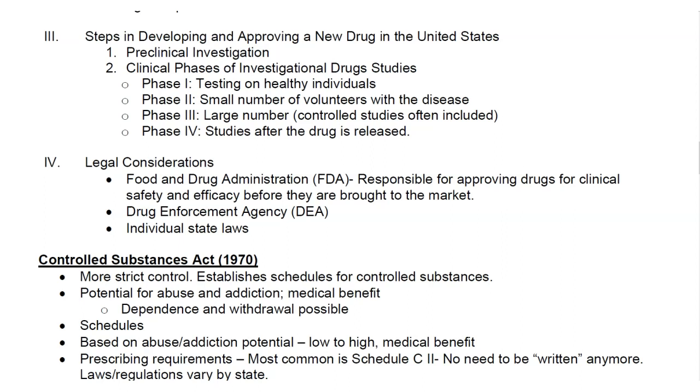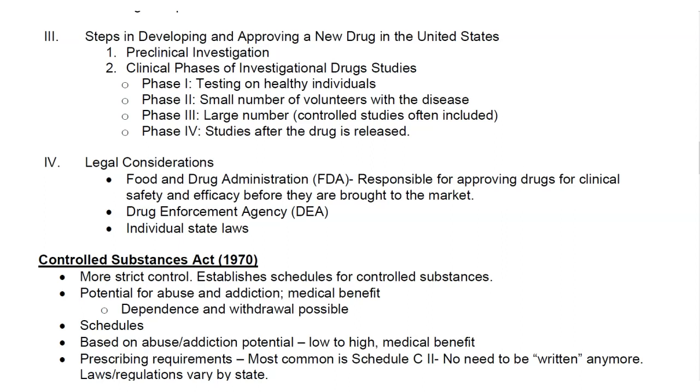After phase 2, we go on with phase 3, which is very similar, but includes a larger number of individuals with the disease, and oftentimes they include a control group. Meaning it's a controlled study wherein some participants will receive the drug and the other people will not receive the drug.